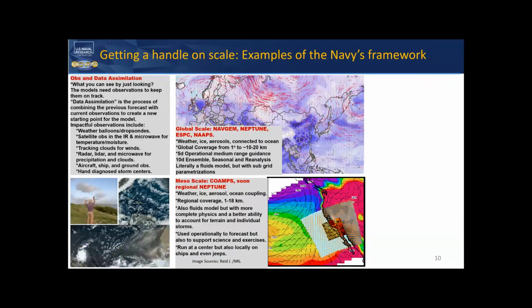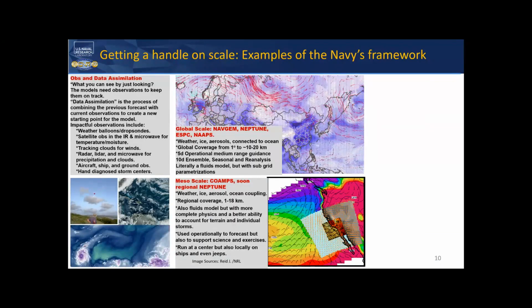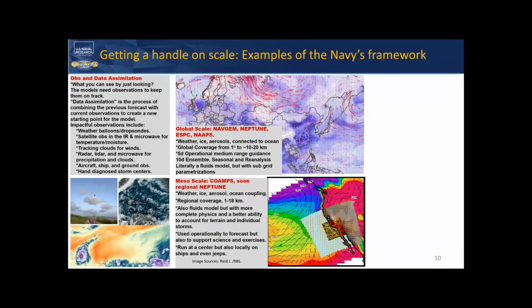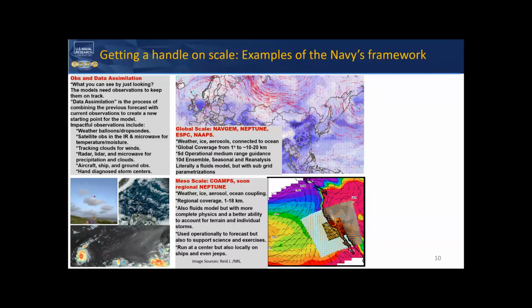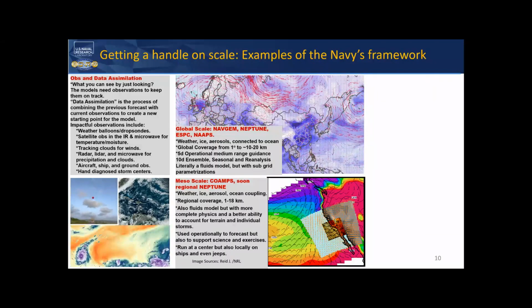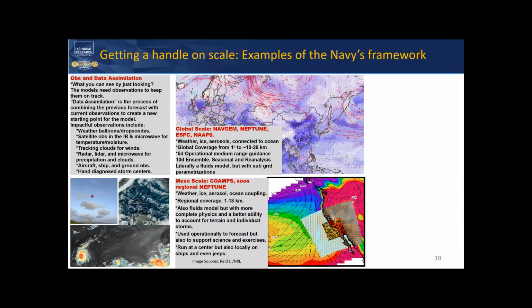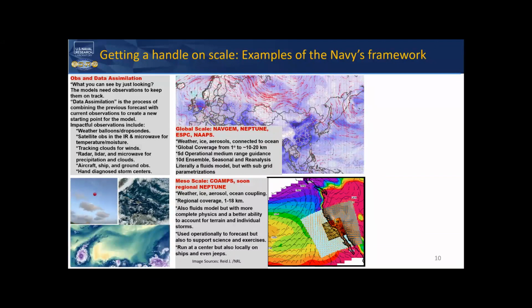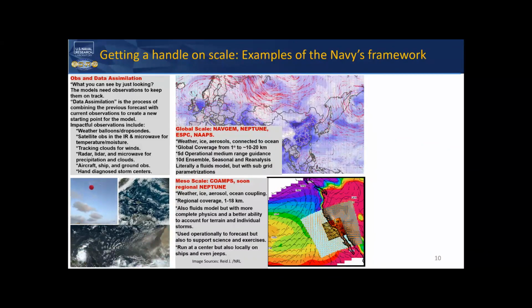So there's COAMPS, the Coupled Ocean/Atmosphere Mesoscale Prediction System, and soon there's a regional version of NEPTUNE. Same idea, weather, ice, aerosol, but now instead of 10 to 20 kilometers, you can run at the 1 kilometer level and deal with things like orography. It's also a fluids model, just like the global model, but it has more complete physics, and because of its high resolution, it can take into account finer features, depending on whether you've got sea surface temperature fronts or, as I mentioned, orography and things of that nature.